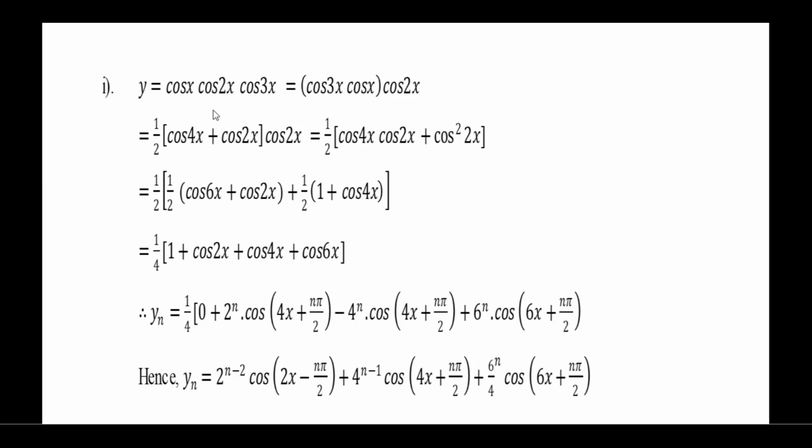Cos x, cos 2x, cos 3x. Here also a similar problem. Cos 3x, cos x, cos 2x. You apply this formula cos a cos b into cos 2x, cos 6x, cos 2x plus 1 by 2, 1 plus cos 4x. So applying nth derivative, we got this one.